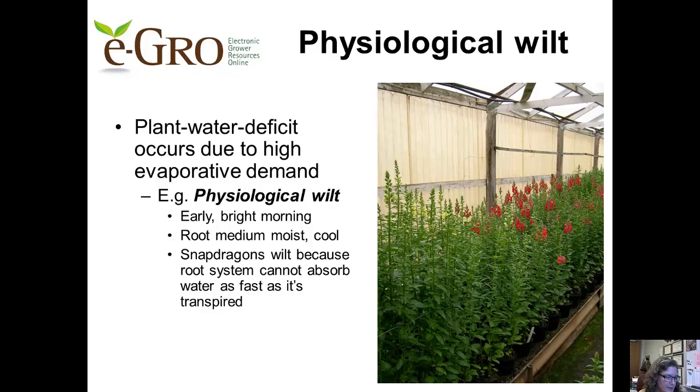Physiological wilt is when the plant water deficit occurs due to high evaporative demand. In other words, plants are transpiring rapidly, but maybe due to a cooler temperature root system, the roots can't absorb water as fast as it's being lost. The result is that foliage loses turgidity, the plants look wilted, but the only thing the grower needs to do in this case is just wait for the soil to warm up so that the root system can absorb water in accordance with the rate of plant use and demand.